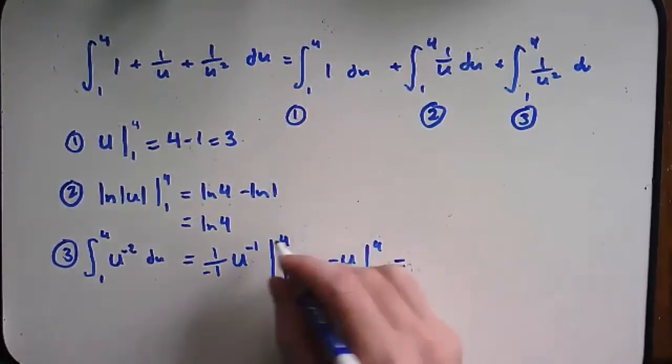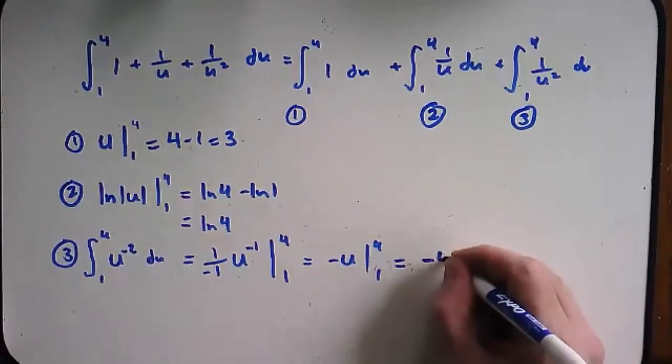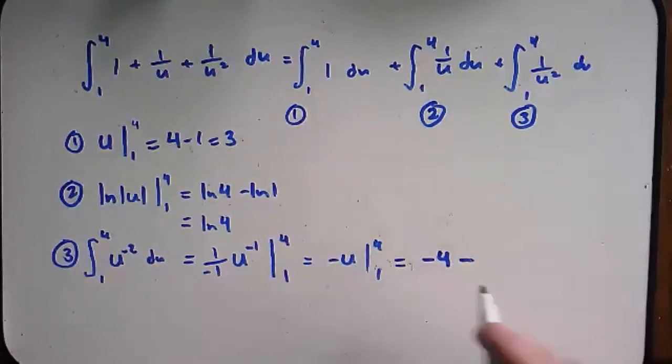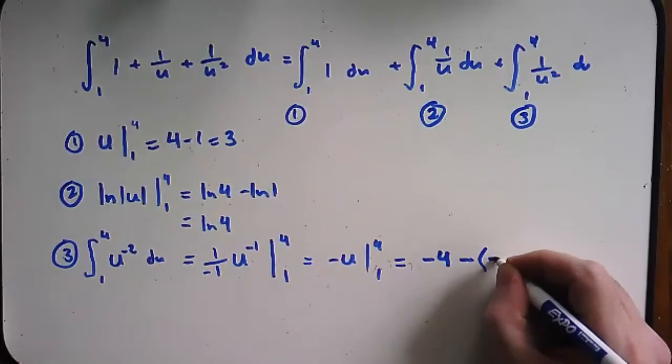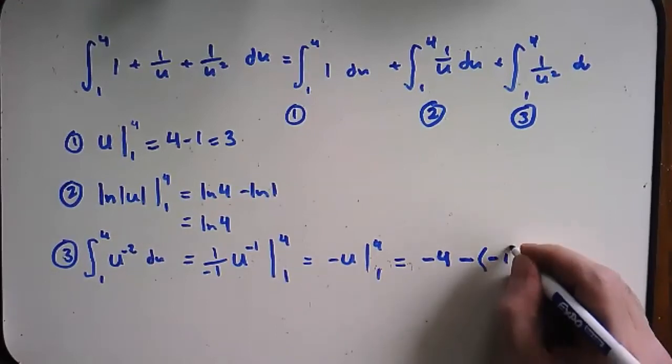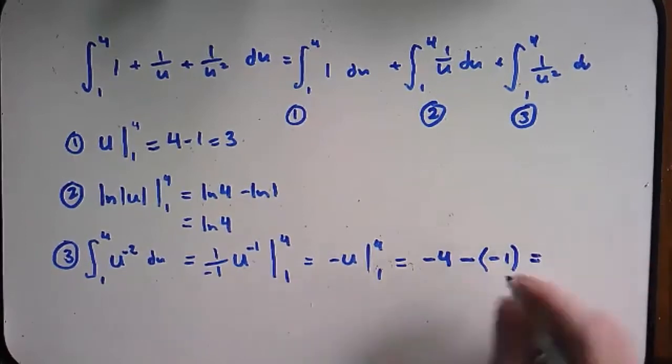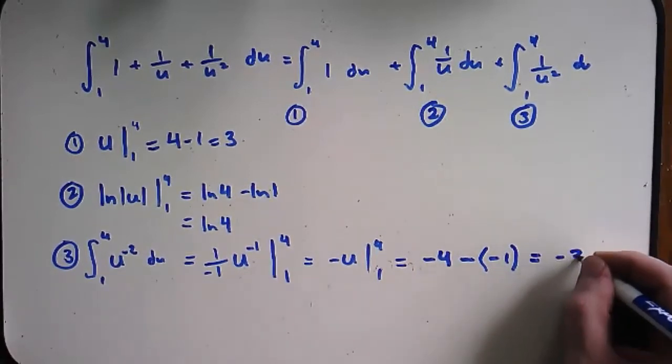So negative u with 4 plugged in is -4. And then we're going to subtract negative u with 1 plugged in. So -4 minus -1 is -3.